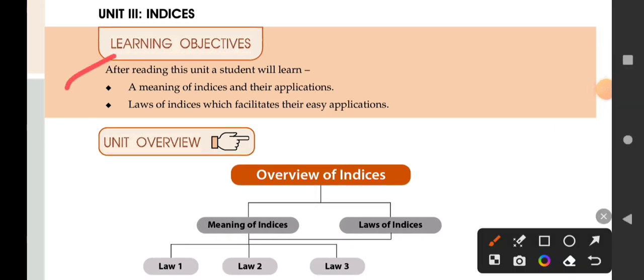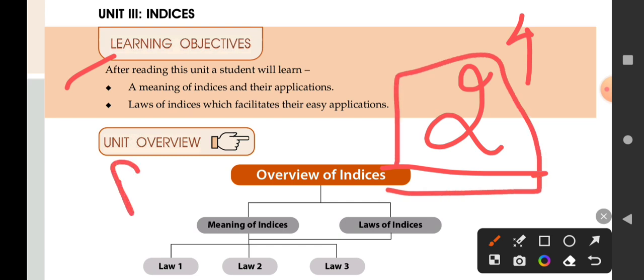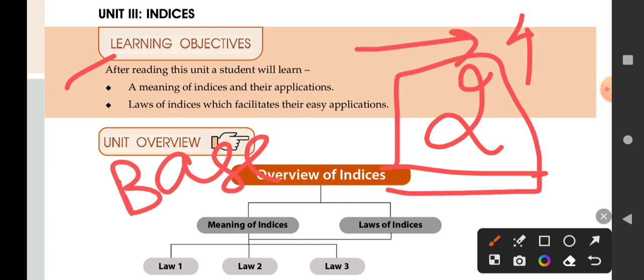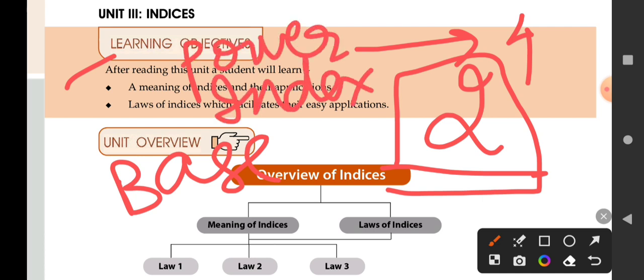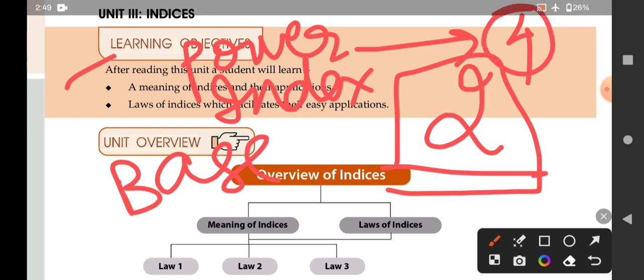Learning objectives. After reading this unit, a student will learn the meaning of indices and their applications. So let me tell you what indices are before we read it in the text. For example, we have 2 raised to 4. We call this 2 the base and 4 the power or index. This is known as index or indices.